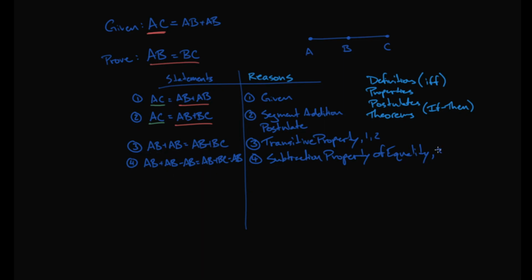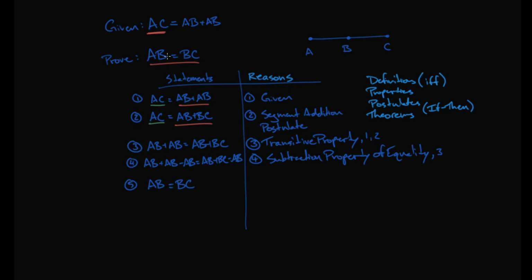And so I'm going to give a citation for this, and it's going to be the previous statement, and that's statement number 3. I started with statement number 3. I used the subtraction property of equality by subtracting AB from both sides, and then I got this new statement here. And so now I'm basically done. I just need to follow through and actually do this. So AB minus AB is, of course, just 0. So AB is going to be equal to BC, which is what I wanted to prove.